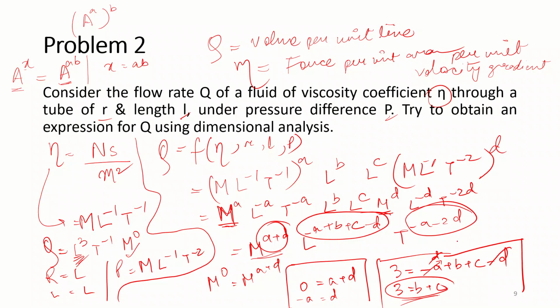T is minus 1, so if you consider that T has power of minus a minus 2d, then it will be minus a minus 2d equal to minus 1. So 1 equal to a plus 2d.